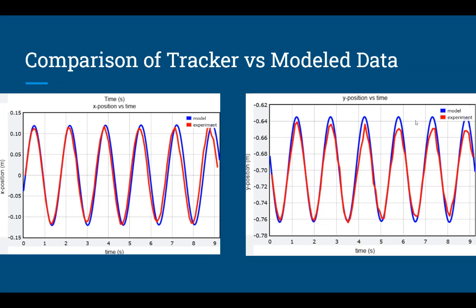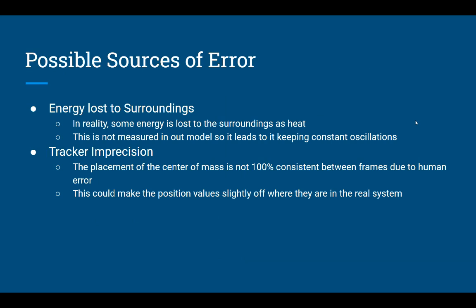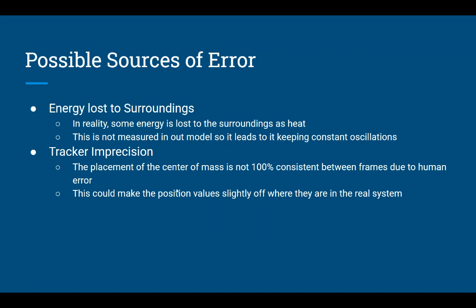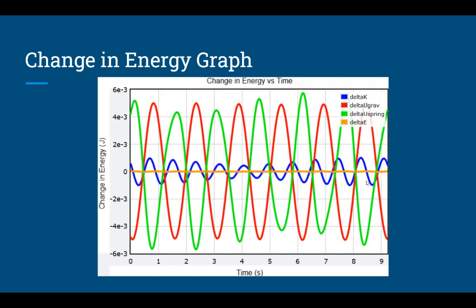It is constant. And we can actually see some possible sources of error here, which is what we talked about: energy loss to surroundings. In reality, some energy is lost due to heat or in other ways, and this is not measured in our model, so it keeps the constant oscillations. And then some Tracker imprecision could also cause some issues here, which is probably why you might see the starting humps being a little different. And then this is our change in energy graph.